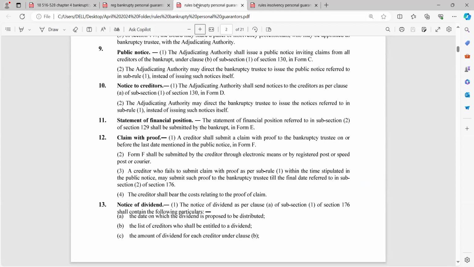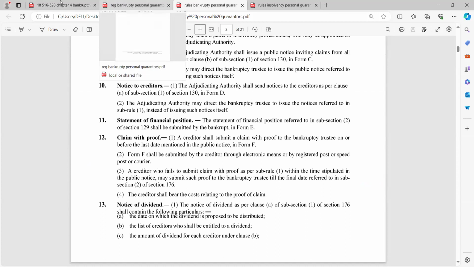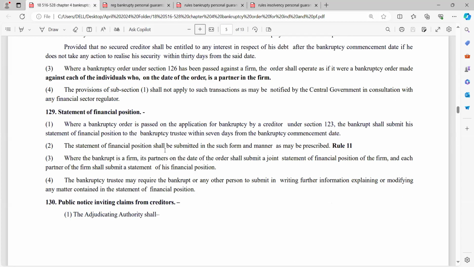Here he is saying, sir, Form E. Form E, yes. Actually, debtor has been given an option because at the time of filing of application, they are talking of the statement of affairs, basically. And here they are talking of statement of financial position. The wording also used is different. Statement of financial position shall be submitted in such form and manner. So it is Form E.